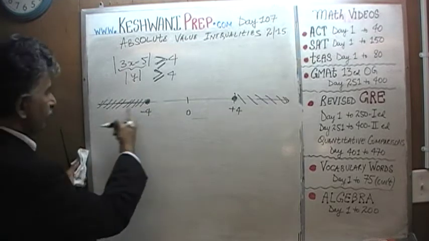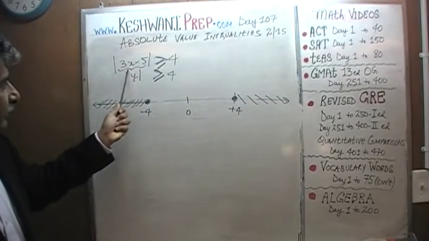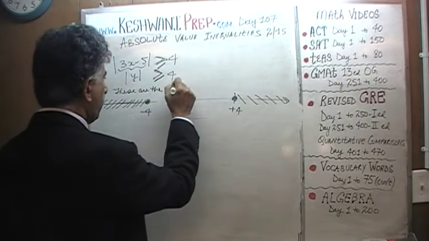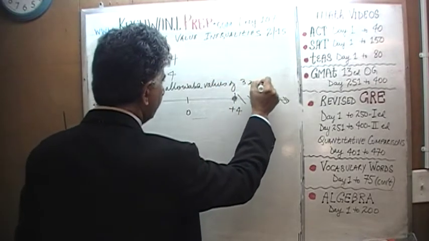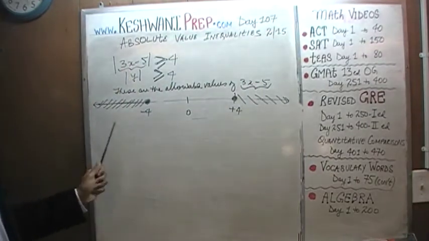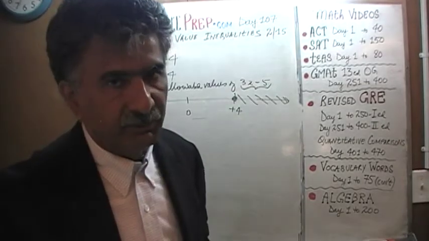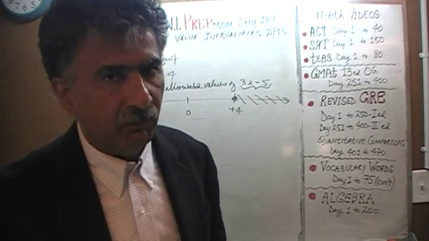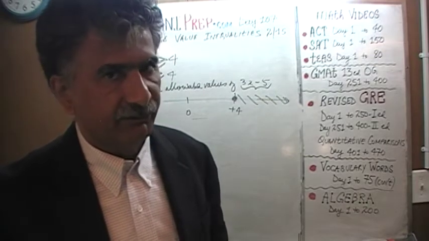Now what we're showing here on the number line, these are the allowable values of 3x minus 5. 3x minus 5 can be either less than negative 4, or 3x minus 5 can be more than positive 4. But we're not interested in solving for 3x minus 5. We were not asked what are the allowable values of 3x minus 5. We are being asked to solve for x, which means we have to know what are the allowable values of x, not 3x minus 5.